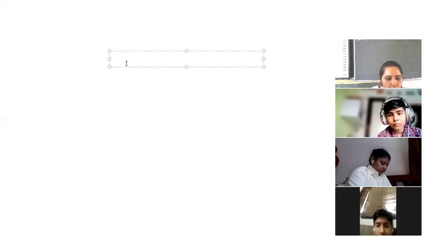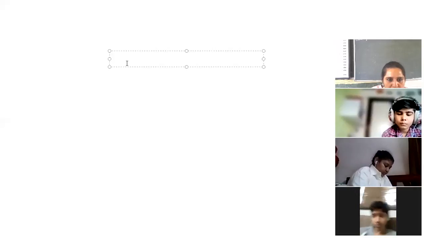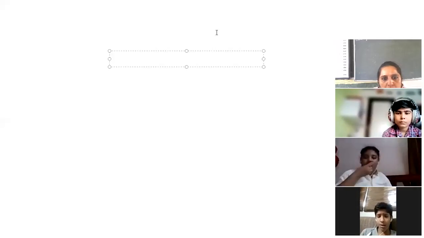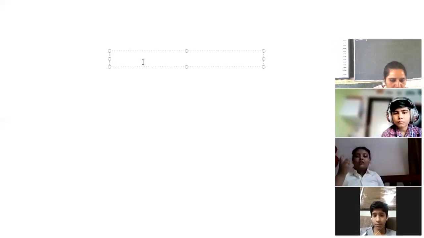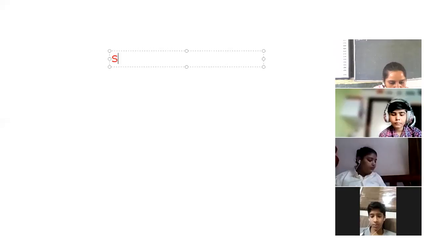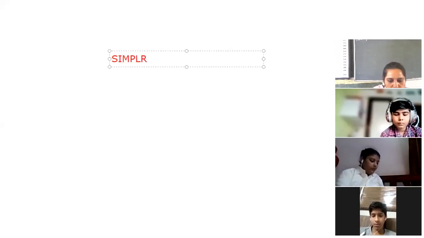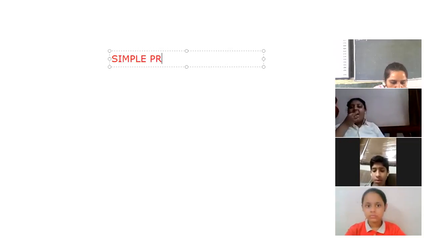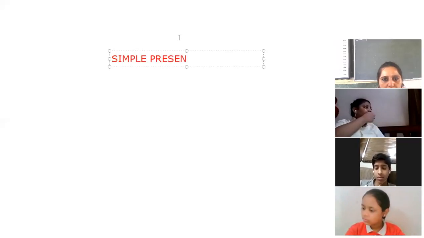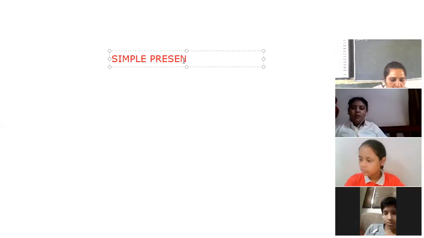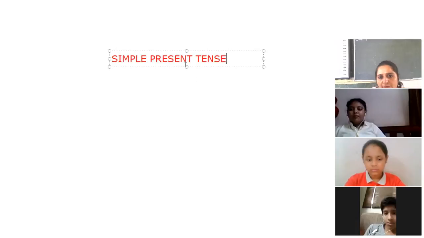Okay, children. Yesterday, in the previous class, we learned about simple present tense. Now we are going to revise simple present tense, or we can say present indefinite. So what was the formula of simple present tense?